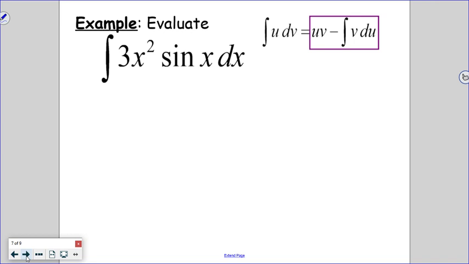Okay, integral of 3 sine squared, or sorry, integral of 3x squared sine x dx. Again, until we get to our last page here, I'm going to tell you what to use as u and what to use as dv. So again, on u, I would use the 3x squared. And dv would be sine x dx, or dv dx would be sine x.